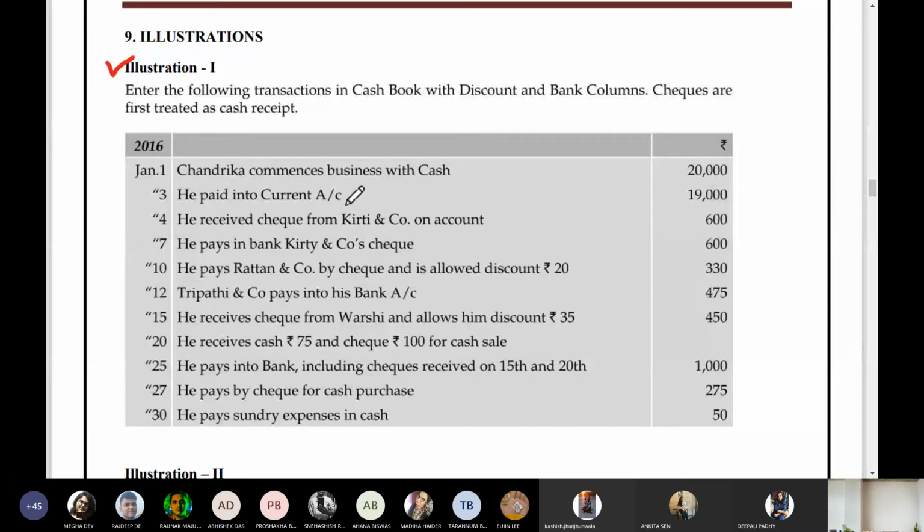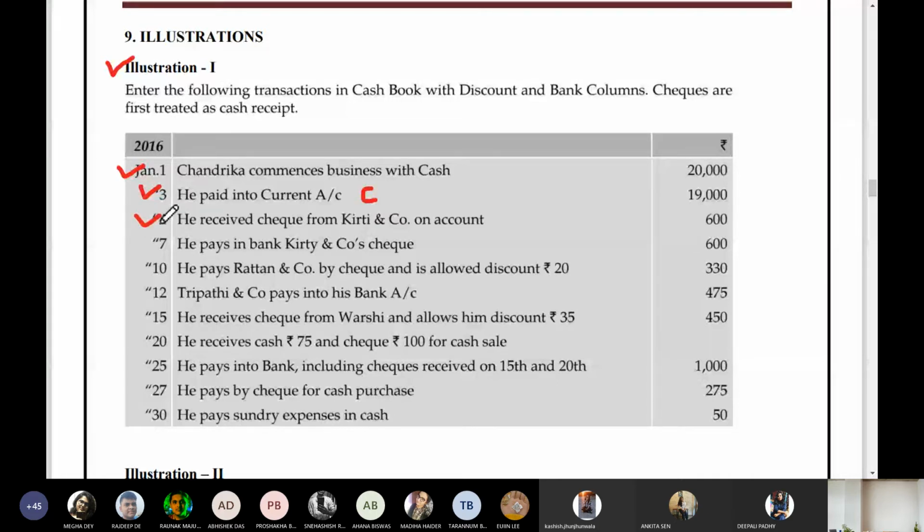Okay, now let's see what are the entries that you have passed. For the first, I'm just telling you, just cross check with your solution. The first was Chandrika commenced business with cash. The entry will be cash to capital. You have to write on the debit side of the cash book to capital 20,000 in the cash column. The next, he paid into current account 19,000. This will be a contra entry. The entry will be bank account debit to cash. Therefore, you have to write on the debit side to cash amount in the bank column, and on the credit side you have to write by bank amount in the cash column.